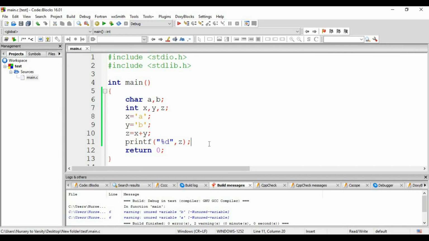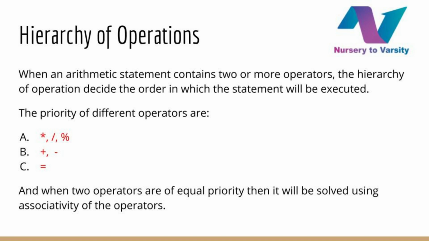Now the last point to be noted is that for performing some mathematical operations such as exponentiation, square root, trigonometric functions, there is a math.h library which includes different mathematical functions. We will learn them in detail in our upcoming video. Now the next topic is hierarchy of operation.